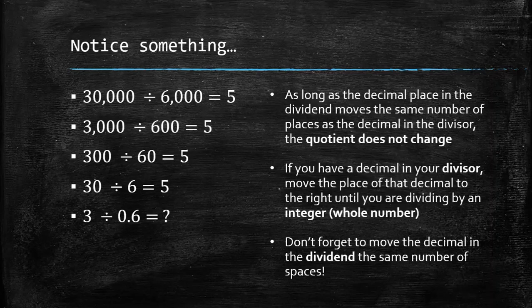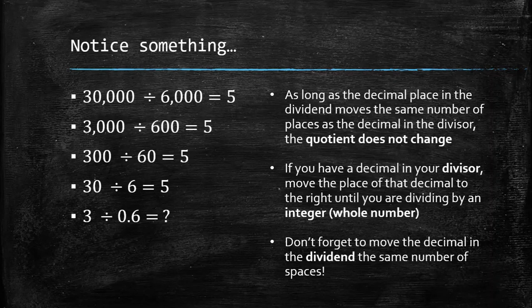So as long as the decimal place in the dividend moves the same number of places as the decimal in the divisor, the quotient does not change. The answer does not change. So if we go up here to this 30,000 divided by 6,000 and we move our decimal place 1 to the left to get 3,000, and we move the decimal place here 1 to the left to get 600, the answer did not change because we moved the decimal place the same place value. So the quotient, it's kind of a ratio of how much we can divide it up, does not change. So we can use that.